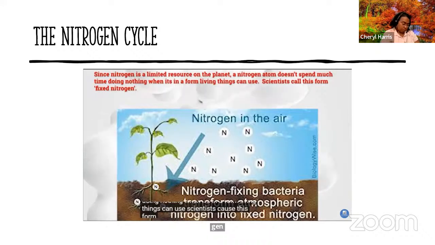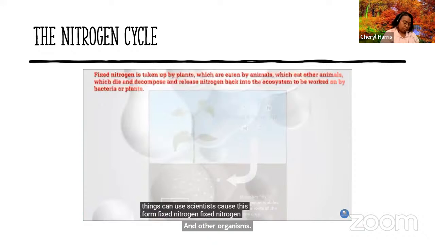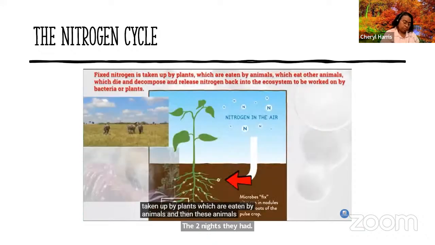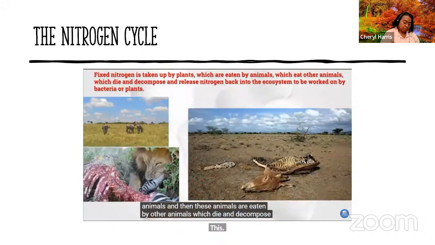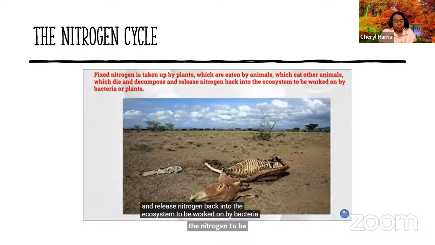Scientists call this form fixed nitrogen. Fixed nitrogen is taken up by plants, which are eaten by animals, and then these animals are eaten by other animals, which die and decompose and release nitrogen back into the ecosystem to be worked on by bacteria or plants.